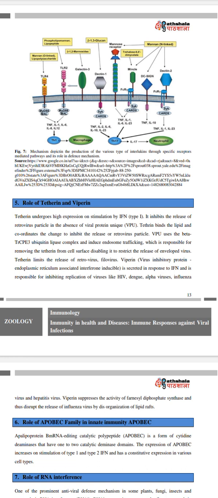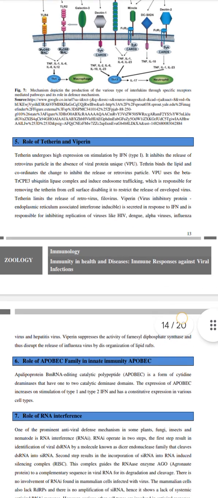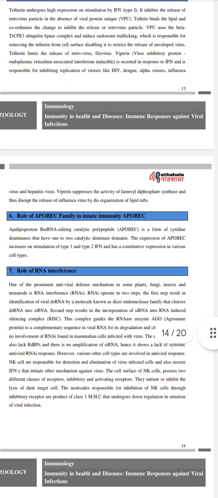Tetherin limits the release of retrovirus. Viperin, the virus inhibitory protein, endoplasmic reticulum associated and interferon inducible, is secreted in response to IFN and is responsible for inhibiting replication of viruses like HIV, dengue, alphavirus, influenza virus, and hepatitis virus. Viperin suppresses activity of farnesyl diphosphate synthase and thus disrupts the release of influenza virus by disorganization of lipid rafts.